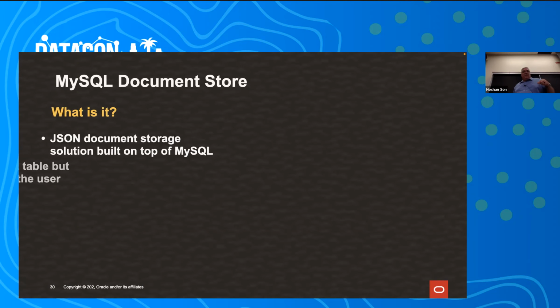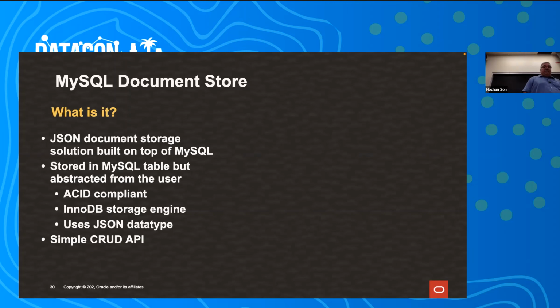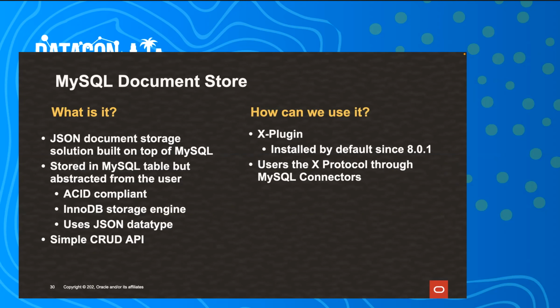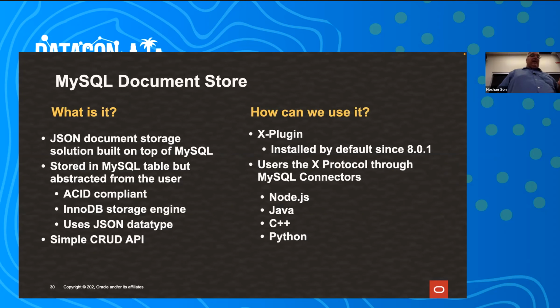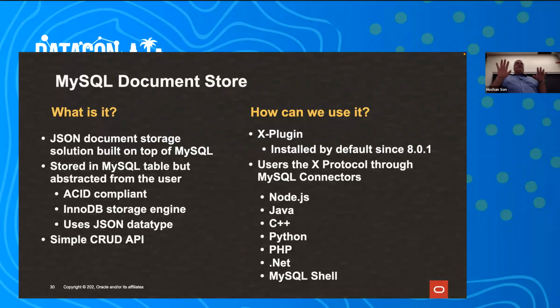What is a document store? It's a JSON document storage solution built on top of MySQL. It is stored in a MySQL database, but it's actually abstracted from the user. So there's a very good, easy, I hate to use the word easy, but it is actually an easy API to use to get information there. Think of this as kind of like interacting with a MongoDB database.